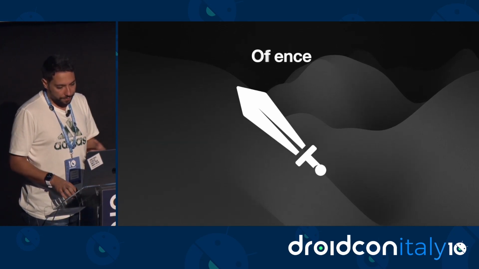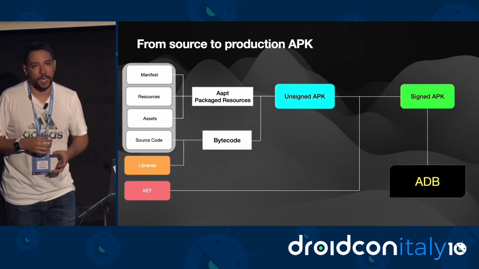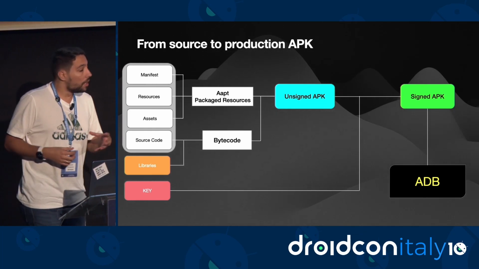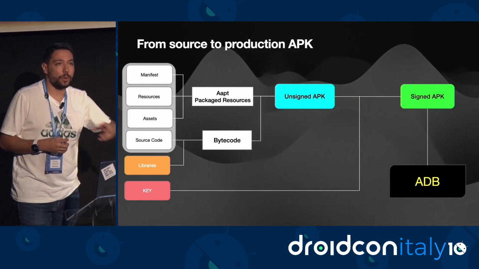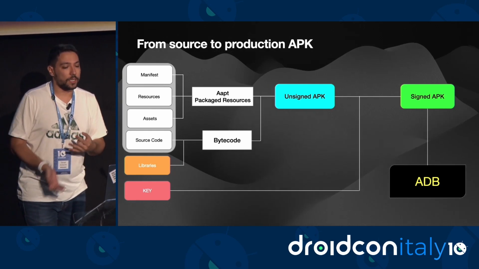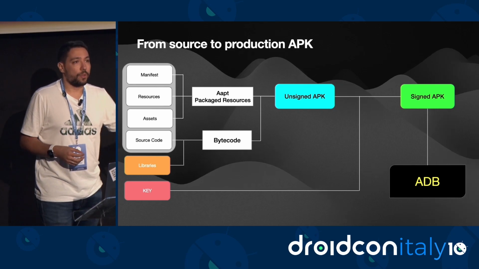So let's begin with the offense. And before we actually start decompiling an application, we first need to see what the application consists of. So let's begin from the left. You as a developer create an application, so you have your source code, of course, you have your assets, your resources, and your manifest. And then, of course, you have all of your libraries.